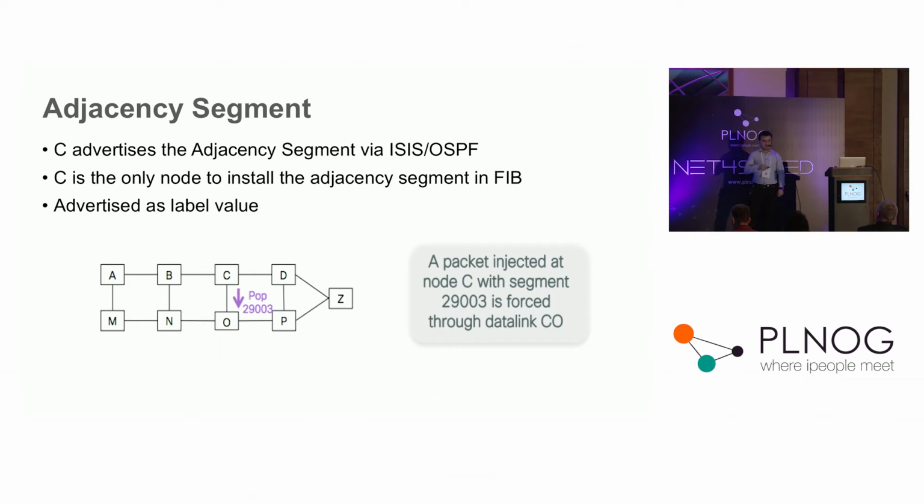Adjacency segment ID, that's the second type, which I mentioned before. Here we have an example. Node C advertises an adjacency segment ID of 29,003, right? What happens is now node O sees that value, but it will not install it in the forwarding table, in the LFIB in this case. Only node C will install it in its own LFIB because it's locally significant, right?